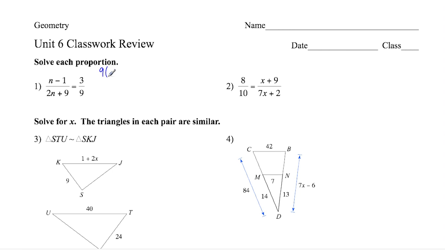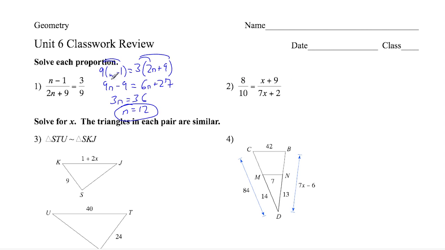So I set this up by doing 9 times n minus 1 equals 3 times 2n plus 9. Here I'm going to have 9n minus 9 equals 6n plus 27. Make sure to distribute so that both terms get multiplied. And I can subtract the 6n from both sides. So on the left I get 3n. If I add 9 to both sides I get 36. So n is equal to 12.